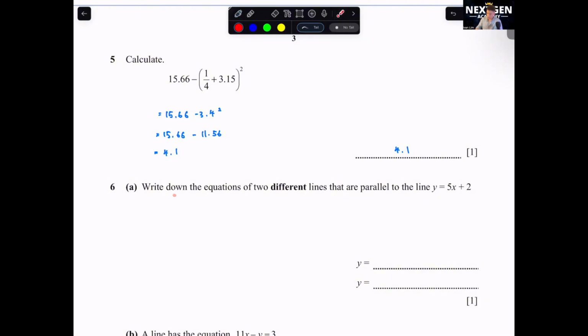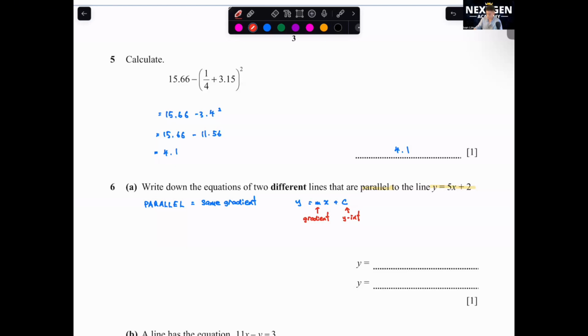Okay, 6a, write down the equation of 2 different lines that are parallel to the line y equals 5x plus 2. What's the meaning of parallel first? Parallel means same gradient. We have to know the straight line equation. The general form, or we call it the gradient form, is y equals mx plus c. So we always want to rearrange it to y equals mx plus c, because here, the value beside the x is your gradient. Then the constant value will be known as your y-intercept.